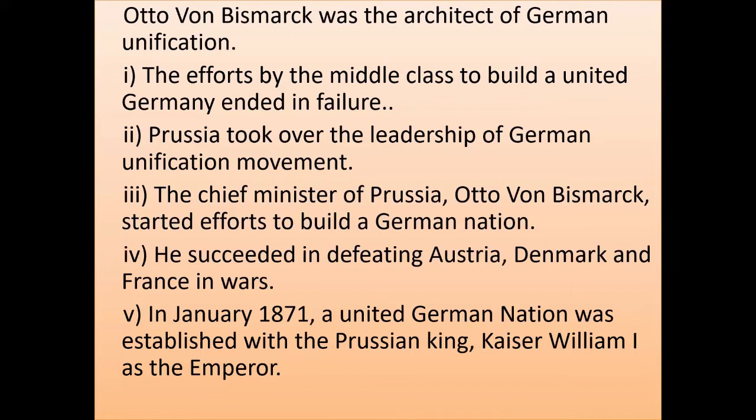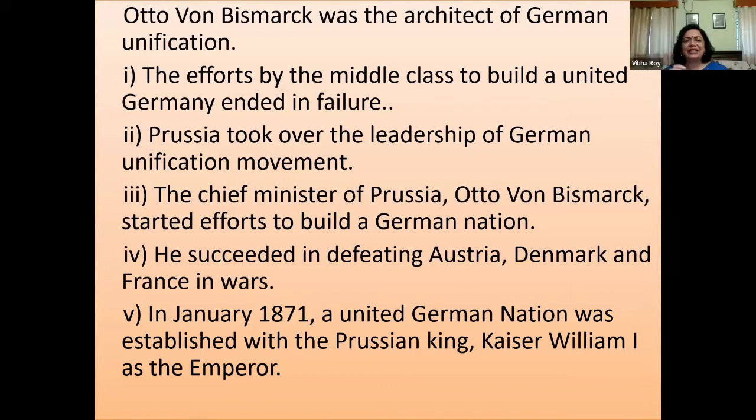The efforts by the middle class to build a united Germany ended in failure. Prussia took over the leadership of the German unification movement. The chief minister of Prussia, Otto von Bismarck, started efforts to build a German nation. He succeeded in defeating Austria, Denmark, and France in wars. In January 1871, a united German nation was established with the Prussian king.